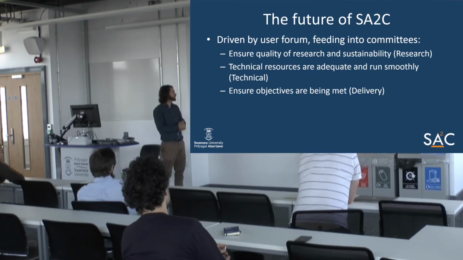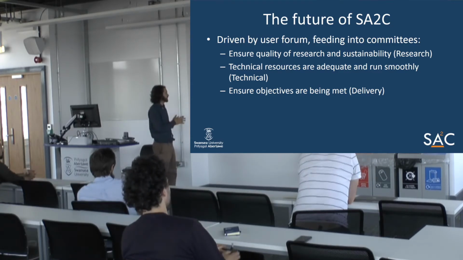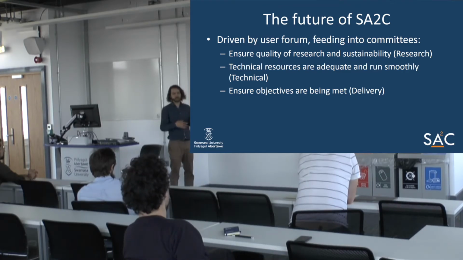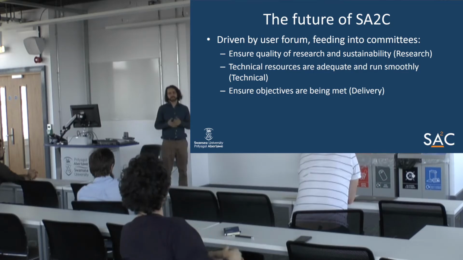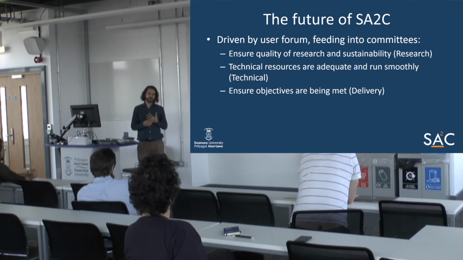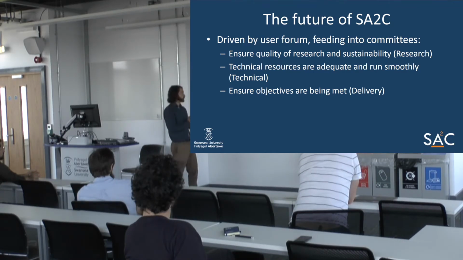Fundamentally, we have a research committee, to ensure the quality of research and the sustainability. We've got a technical committee to oversee the technical aspects of things and decide on directions in terms of the equipment, etc. And then a delivery committee to ensure that all of the objectives that we have, all of the things we're trying to do to make research better at Swansea and in Wales, have been met. There will be some users, yourselves essentially, also sitting on these committees, or there will be an opportunity for users to sit on all three of these committees.